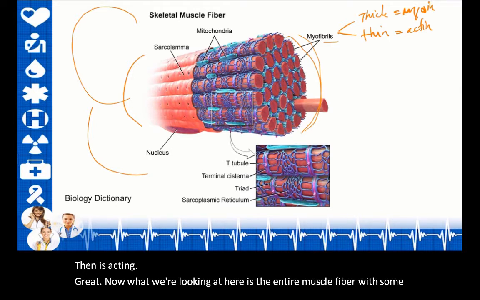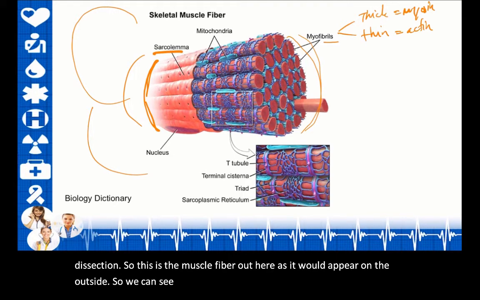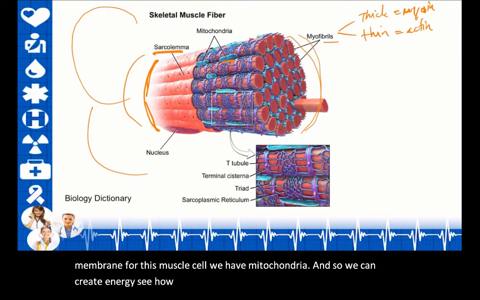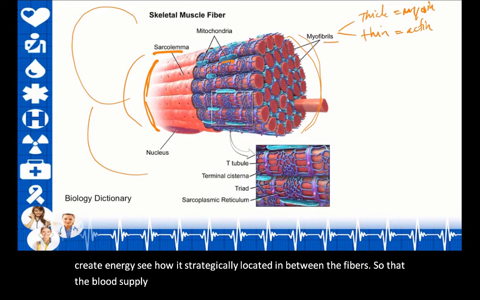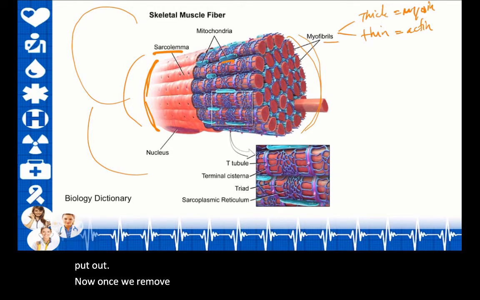Now, what we're looking at here is the entire muscle fiber with some dissection. So this is the muscle fiber out here as it would appear on the outside. So we can see the sarcolemma, which is essentially the plasma membrane for this muscle cell. We have mitochondrion, so we can create energy. See how it's strategically located in between the fibers so that the blood supply is nearby and the cell can receive as much energy as it can put out. Now, once we remove the sarcolemma, we kind of uncover this wrapping that's occurring. So we've zoomed in here.